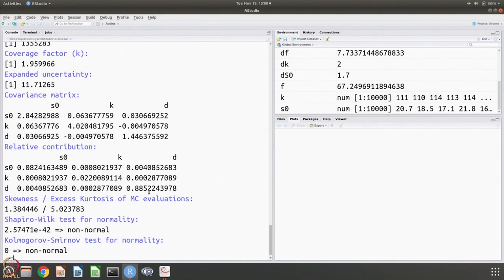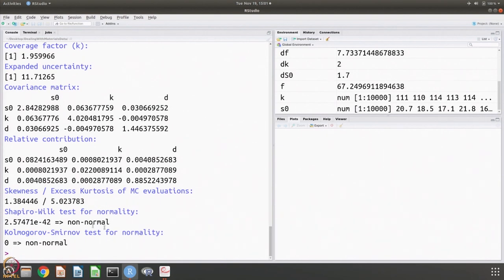It is from these simulations, you find that 88% comes from here, about 8% comes from sigma naught, and K contributes about 2%. So in terms of relative contribution, again we see that maximum contribution comes from D, the next one comes from sigma naught, and the third is from the K parameter. And the skewness and excess kurtosis is given here. And some of these tests for normality, like Kolmogorov-Smirnov, are also things that we have not discussed yet. We will come back to this at a later point.